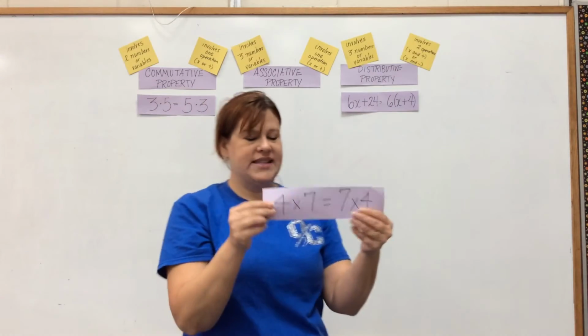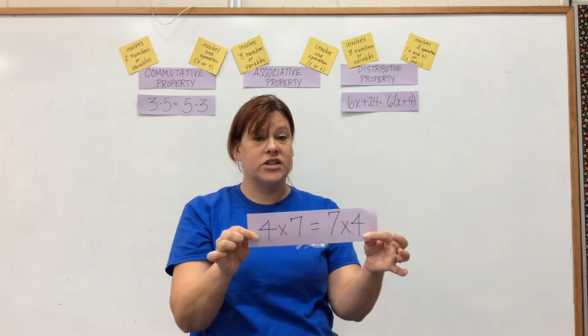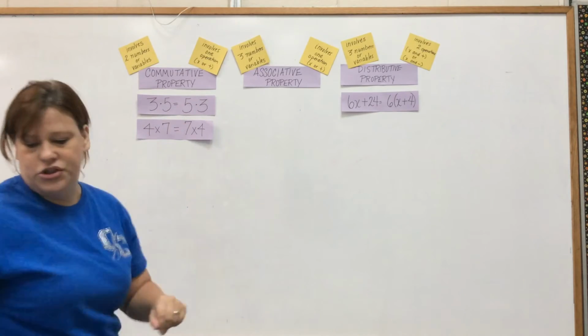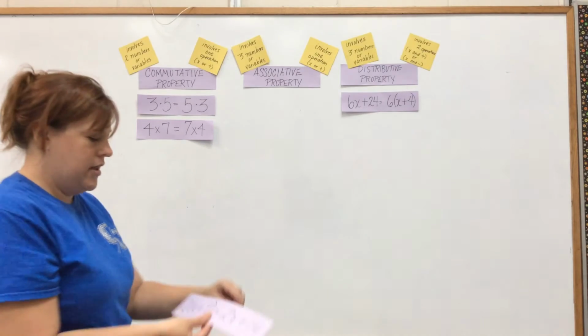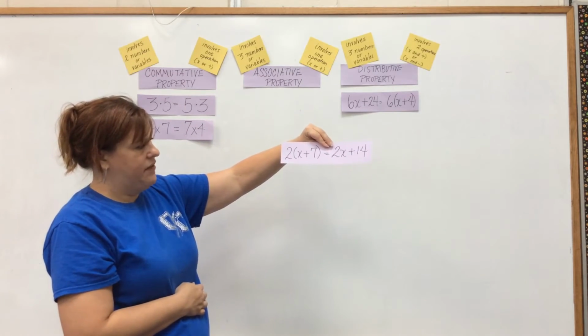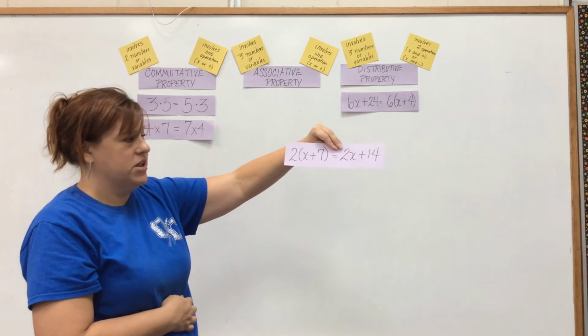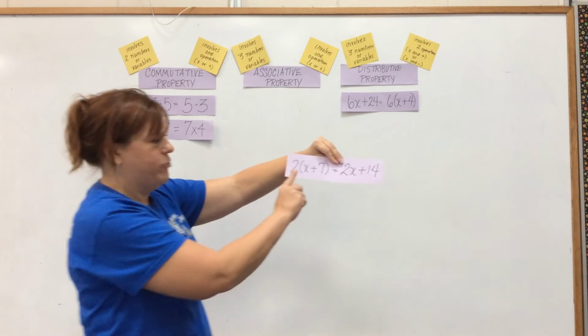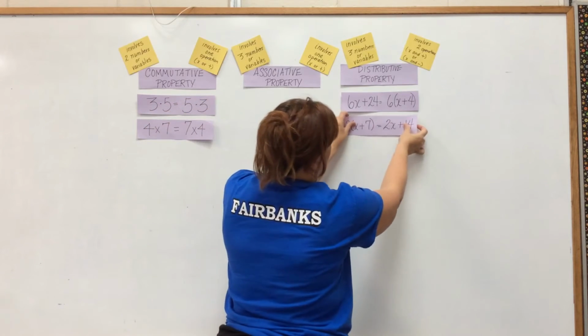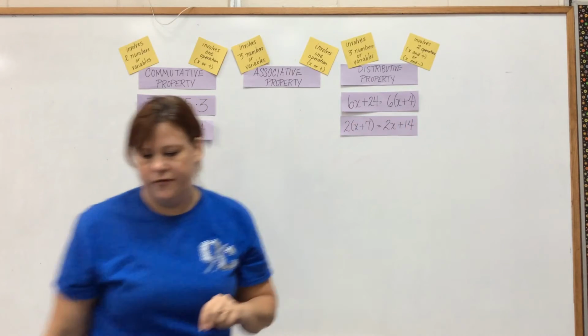Here's one. 4 times 7 is equal to 7 times 4. Commutative property. One operation, two numbers or variables. Okay? Look at this one. 2 times (x plus 7) is equal to 2x plus 14. That's the distributive property. I carried that 2 to each of those, and it involves two operations, distributive.